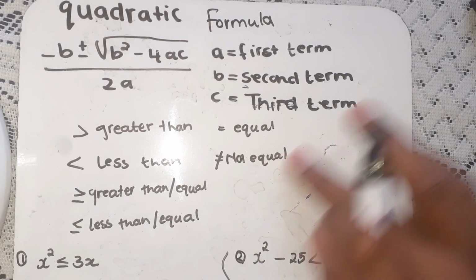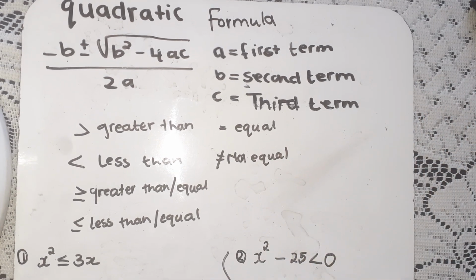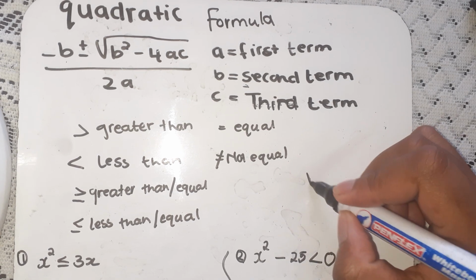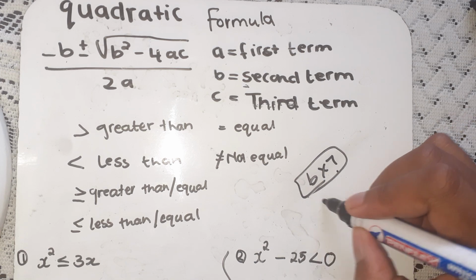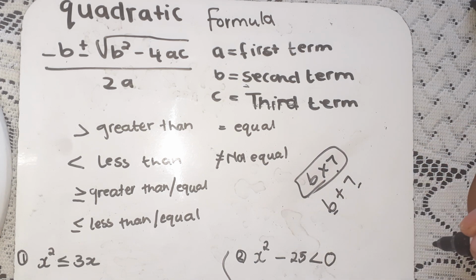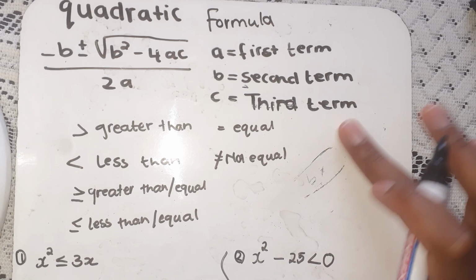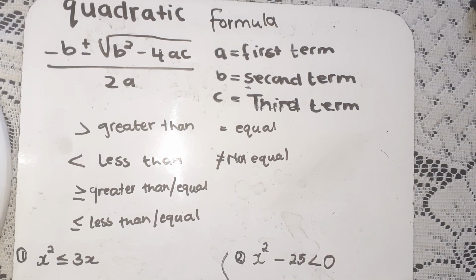But when we have a multiplication and division, they do not separate terms. 6 times 7 is 1 term, but 6 plus 7 is 2 terms. So let's get into these inequalities.